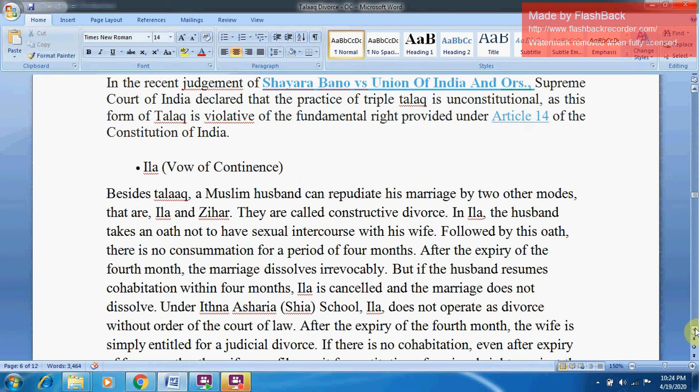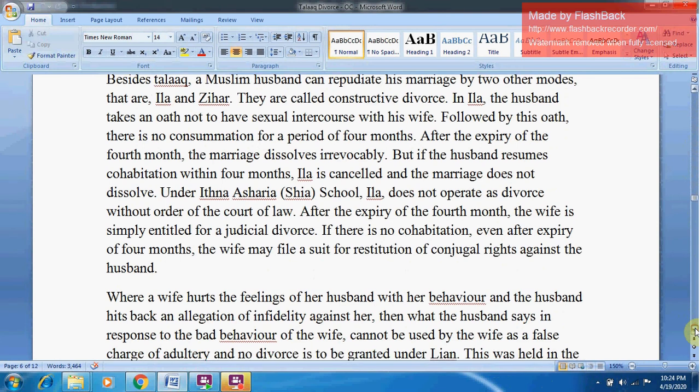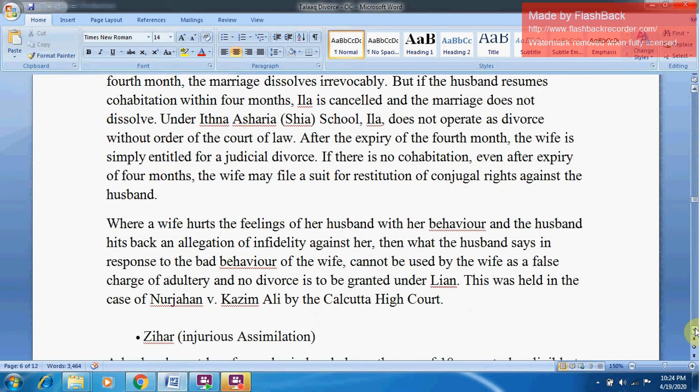Under the Ithna Ashari Shia school, ila does not operate as divorce without an order of a court of law. After the expiry of the 4th month, the wife is simply entitled to a judicial divorce. If there is no cohabitation even after the expiry of 4 months, the wife may file a suit for restitution of conjugal rights against the husband.